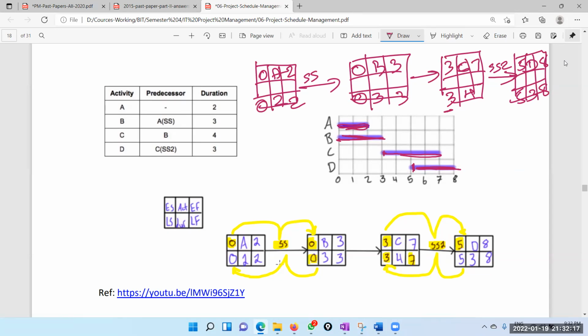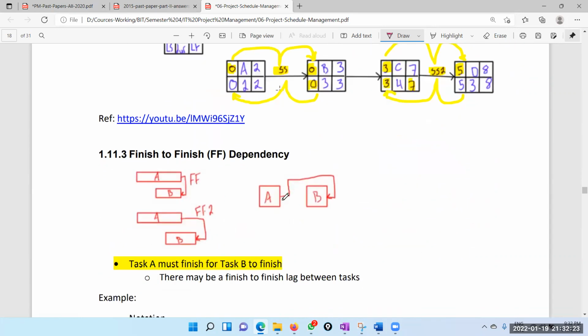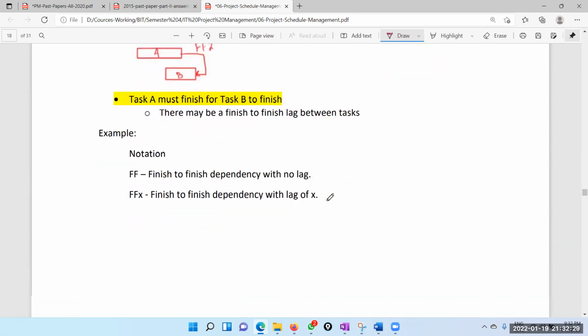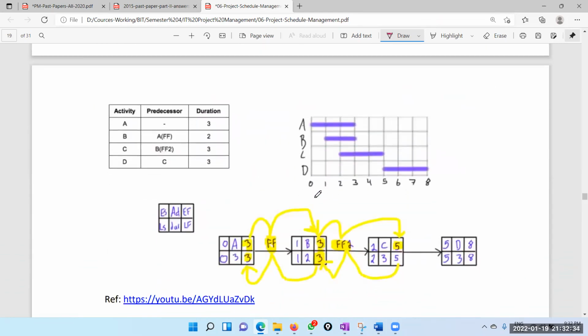8. That is what we talk about with start to start. Let's look at finish to finish as well. That means A has to be finished for B to finish. B cannot finish until A finishes. Right, A is not depending on anything. It takes 3 days.